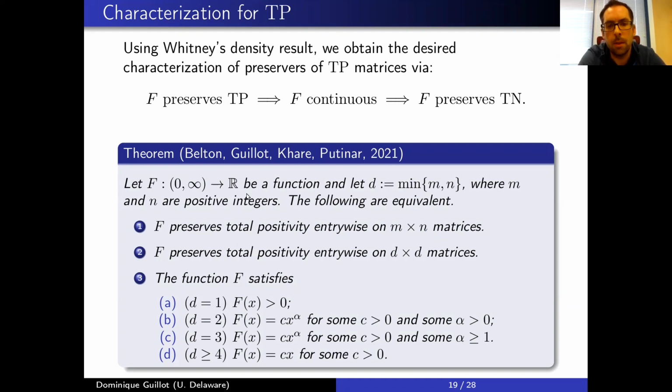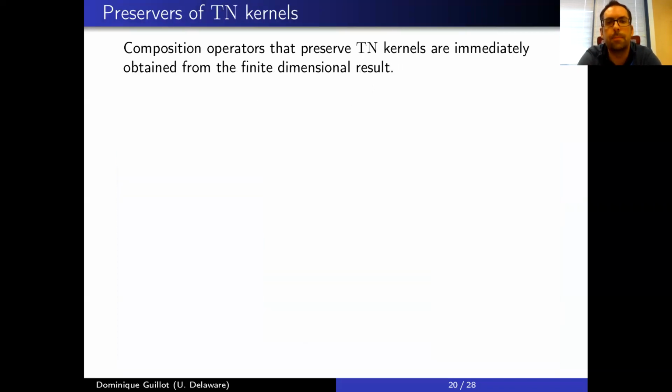We can immediately get the following characterization, which is basically the same thing that I showed you earlier, except with some minor adjustments. For example, in the 1-by-1 case, you need to make sure the function is strictly positive, not just non-negative, because you want TP. There are also some cases, like in d equals 2, where alpha equals 0 is not going to work because that's going to yield the constant matrix. So we remove that. But apart from that, the result hasn't changed. So we get the same characterization. That completely solves the problem of characterizing the composition operators if the sets X and Y are finite.